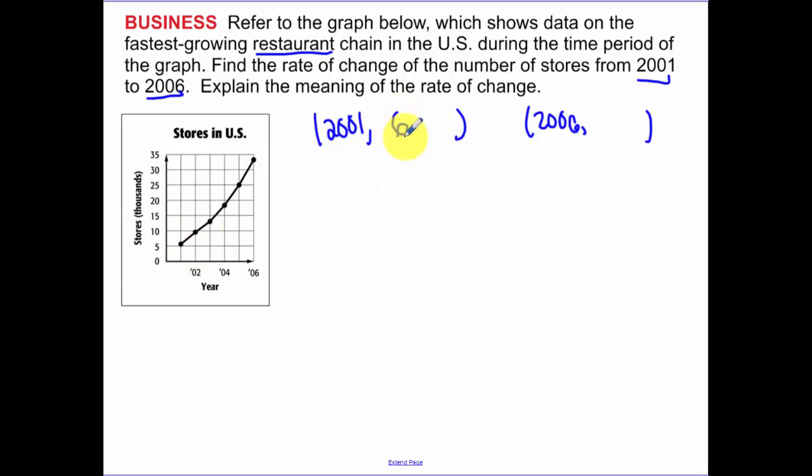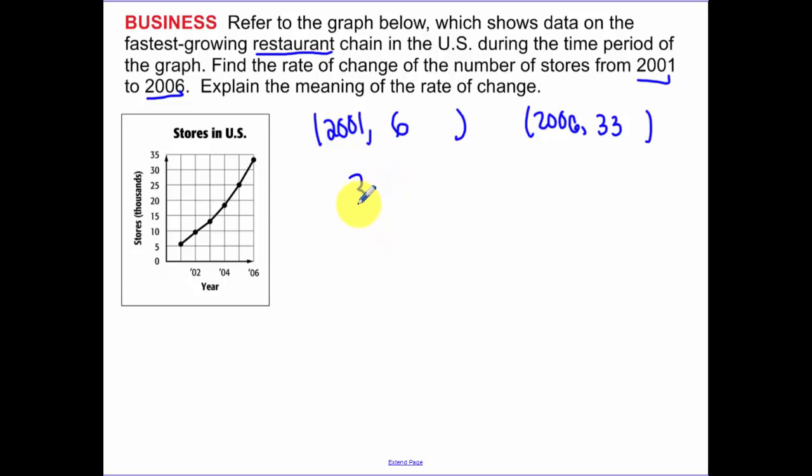Remember, this is in thousands. And then in 2006, it looks like it's really close to 35. I'm going to call it 33. Realizing that those are estimates, as long as you're showing me your work and showing me that your estimate is something close, like if you were to put 31 here, that wouldn't make sense. As long as your estimate makes sense, you'll be okay.